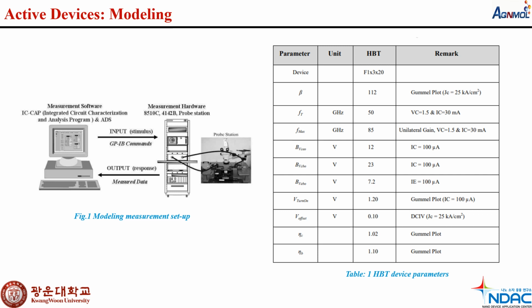Additionally, an AC measurement is performed using a vector network analyzer, and then modeling software is used, including the integrated circuit characterization and analysis program and the advanced design system package. The modeling device reported in this work is based on the 6-inch indium gallium phosphide and or gallium arsenide HBT device technology, which utilizes one emitter finger with a width of 10 micrometers and an emitter length of 20 micrometers.